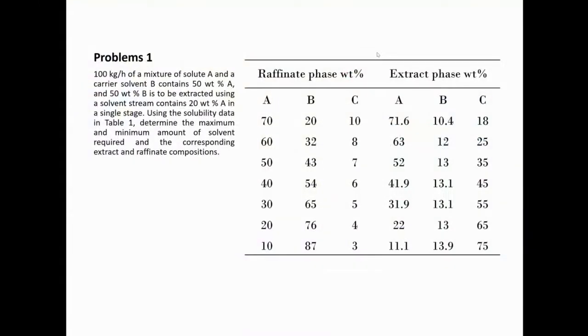You have 100 kilogram per hour of a mixture of solute A. So you have this mixture feed, 100 kilogram per hour. The solute is A and the carrier is B. So a binary mixture is going in that contains 50% of A and 50% of B. So this is 50-50.